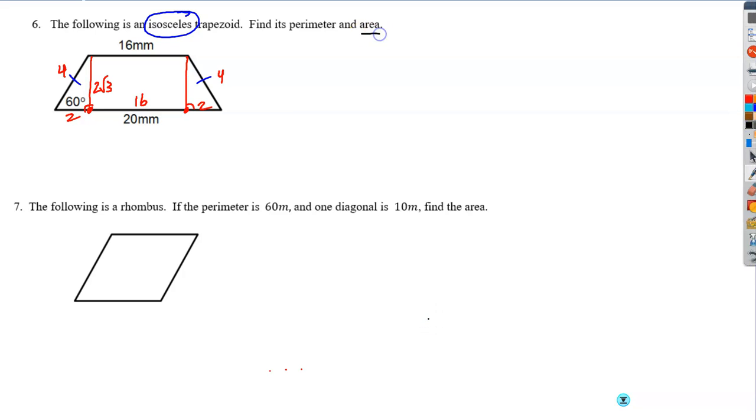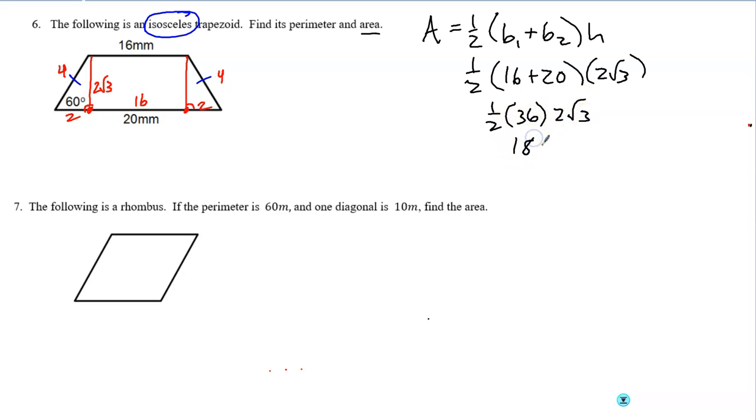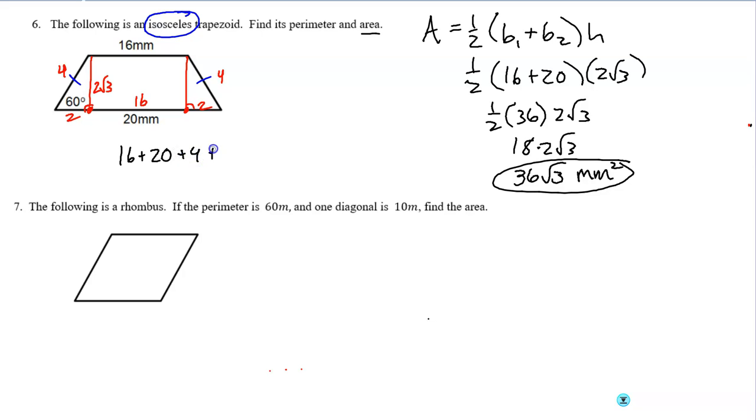Formula for area is 1/2 base 1 plus base 2 times height. So my two bases are 16 and 20, and my height was 2 root 3. So then I've got 1/2 of 36 times 2 root 3. I could do 1/2 of 36, so I get 18 times 2 root 3, which is 36 root 3. And this is millimeters squared. So there's my area. Now the perimeter, I just need to add up all the sides. So 16, 20, 4, and 4. And so from my perimeter, I get 44.